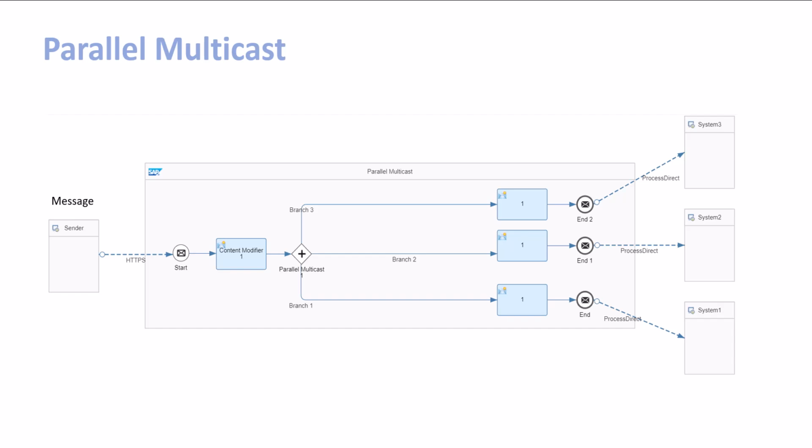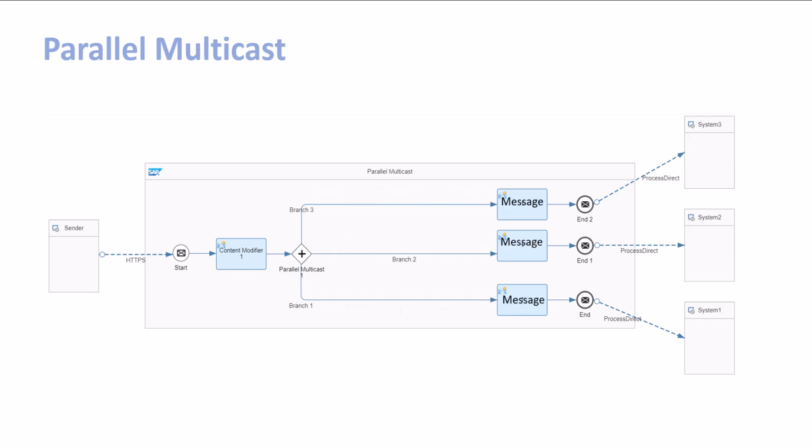First, the message is sent from the sender to CPI and into the parallel multicast. Parallel multicast uses this message and creates duplicates of that message. In our case, it creates 3 duplicates as we have 3 branches. Then it sends all 3 messages to the next steps.